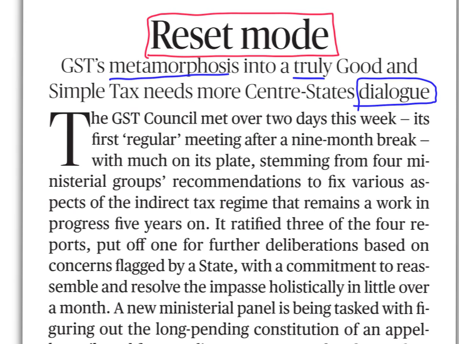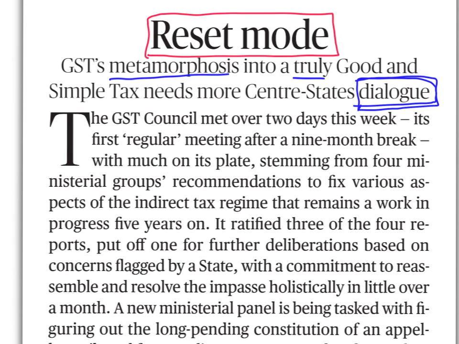Metamorphosis means complete transformation. GST, goods and services tax, has to be transformed into a truly good and simple tax. It must be a tax which does good to everyone involved, and it should be simple. If it has to be transformed into a truly good and simple tax, it requires more dialogue between center and states. So center and states need to sit together and talk to each other. Only then will things be resolved and GST transform into a truly good and simple tax.